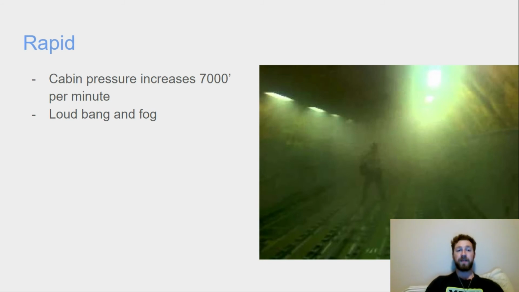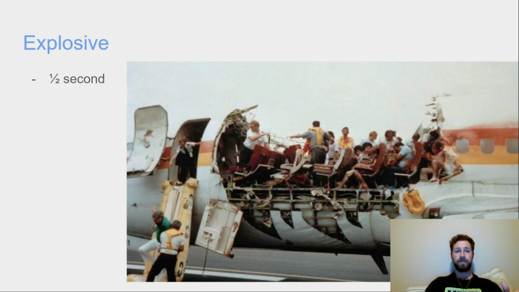So here we go, rapid decompression. This would be where the cabin pressure increases 7,000 feet per minute. Typically associated with it would be a loud bang, and then we'd actually have a fog that's created in the cabin from that extreme pressure, humidity, and temperature change. And then finally we have our explosive decompression. This would be a decompression that happens in a half second, like this flight for, I think it's Aloha Airlines, or some airline down in Hawaii. They had this happen in flight, and surprisingly were able to make it back on the ground.